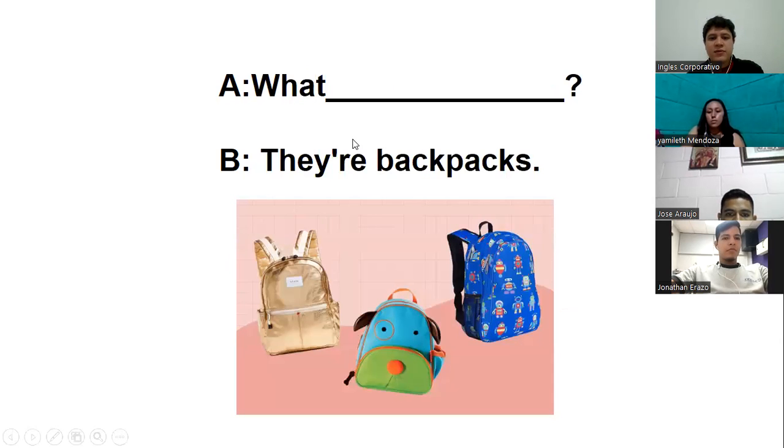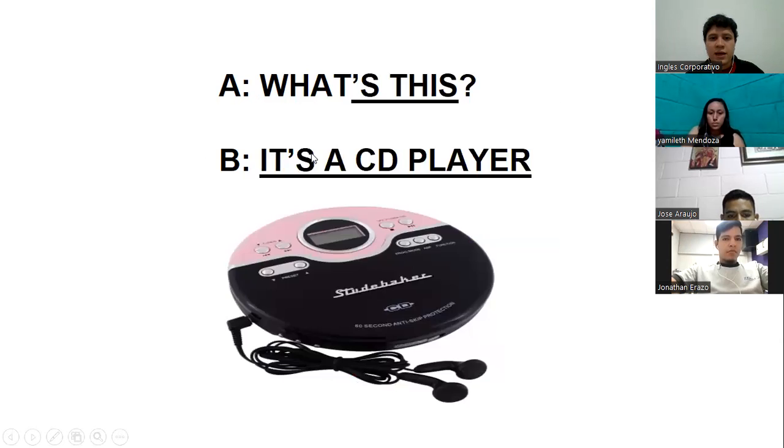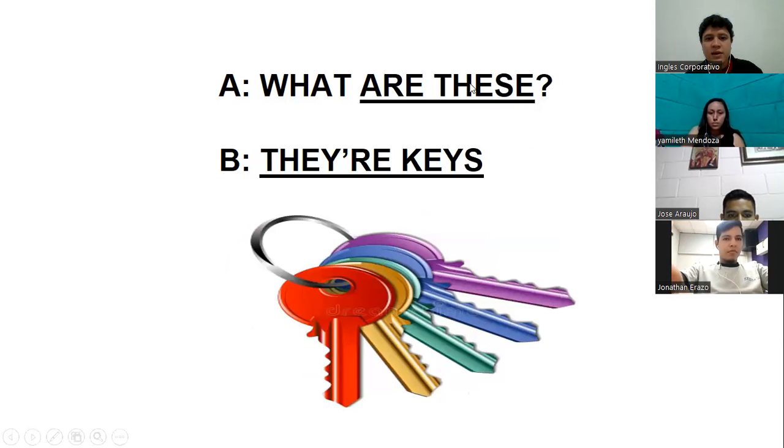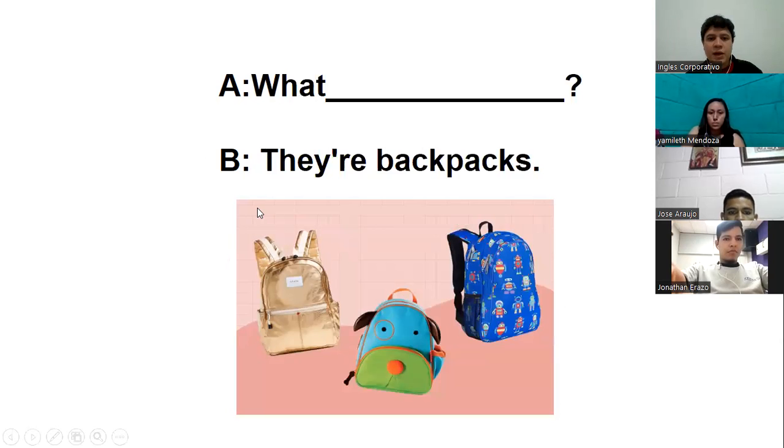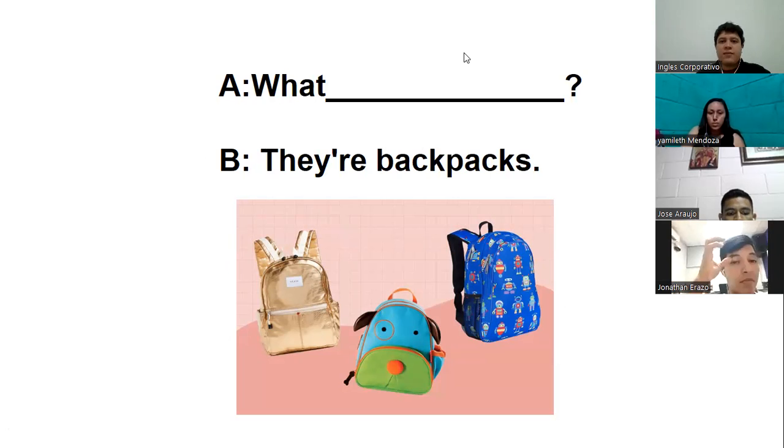So now let's see for this one. Tenemos what y tenemos their backpacks. So, ¿cómo sería la pregunta aquí, chicos? I need you to help me. En el chat de Zoom, chicos, quiero que me escriban cómo sería la pregunta aquí. De acuerdo a estos ejemplos, what are these? What's this? Ahora con estos, chicos, they are backpacks. I need you to type your answer, okay? So in the chat of Zoom, please give me your answer, okay?